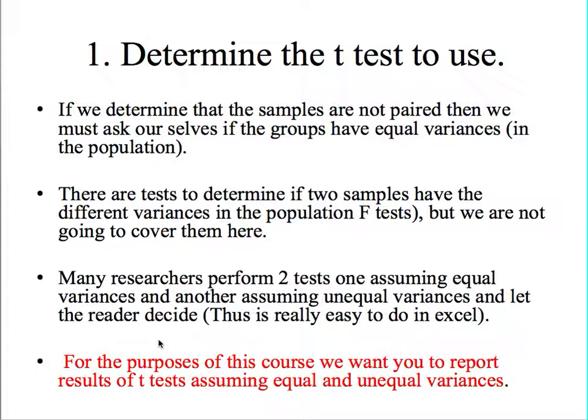Now, there are tests that can be used to see if the variances are equal in the population or not. We're not going to cover them in this course. They are F tests. And many researchers, even when they can do F tests, prefer to perform two tests. They first assume that they have equal variances in the population for the two groups, and then they assume that they have unequal variances in the population. They do the two tests, get the two results, present both, and let the reader decide.